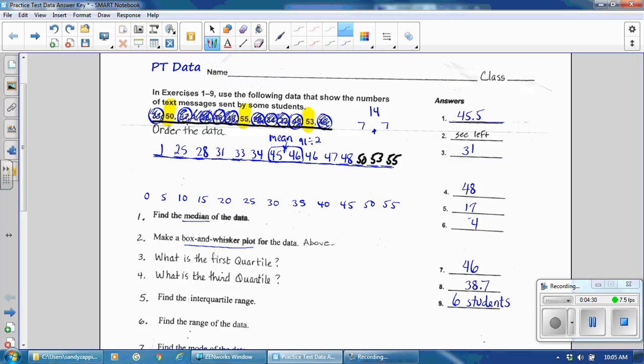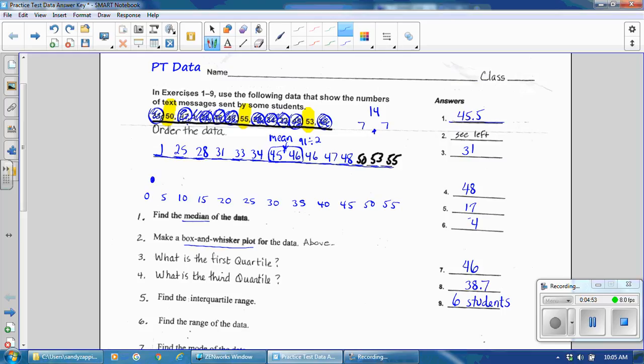Now, if I had gone by 1s or 2s or 10s, that would still work. So don't worry about your box and whisker graph being wrong because of the numbers you chose for your number line. So we want to label our lowest number. So we have 1 over here, and that's going to be the whisker on the left.